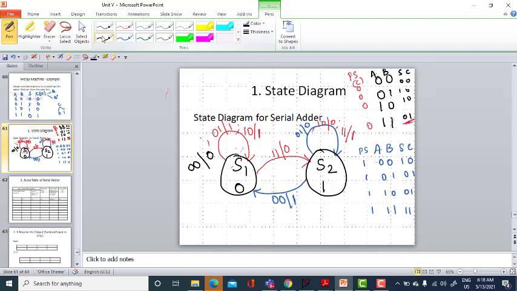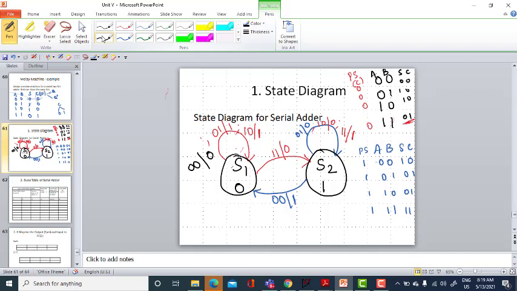So for 0, 0 combination, 0, 1 combination and 1, 0 combination of input, it will remain in the same state, meaning your carry is 0. Only for 1, 1 combination, your carry is 1. So from S1, it will move to S2. Your input is 1, 1, your output is 0. Likewise, you need to fill up for your state S2 also. So now the state diagram is over.